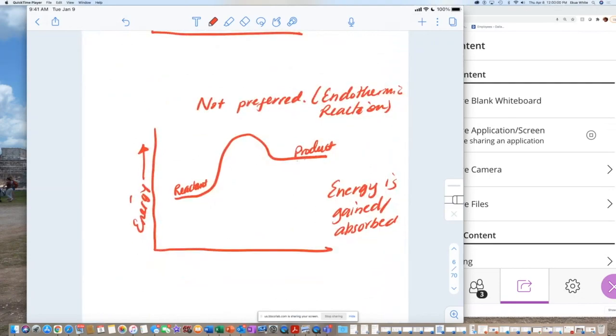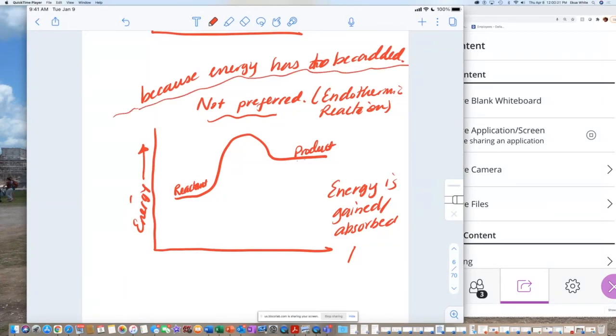So by the virtue of the definition, this is not preferred because energy has to be added, making this not spontaneous. Okay? So if you can understand the conundrum, the issue here, number two is not preferred because it costs the scientist energy or the surrounding energy. Somebody has to pay energy to the reaction, to increase the energy of the products. That's why this is not preferred.